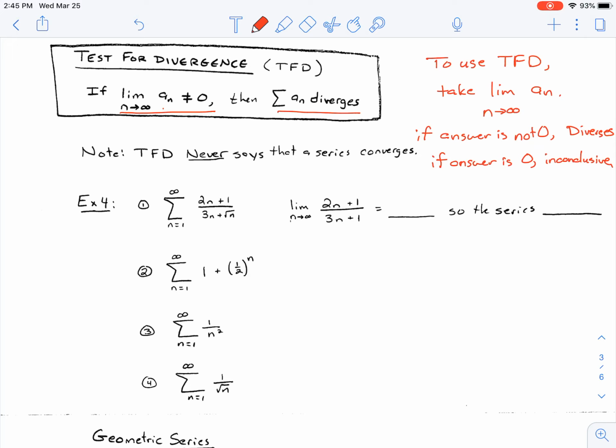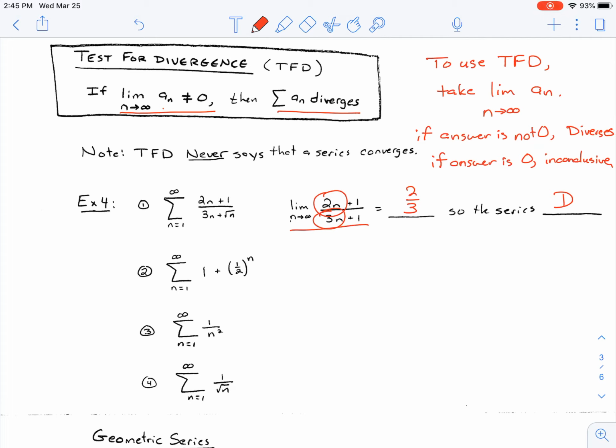So on this first part of example 4, let's look at the test for divergence on each of these 4 series here. On this first one here, we take the limit of the terms, and we get this. Now the limit as n goes to infinity of this is going to be 2/3. So that tells us that the series diverges.